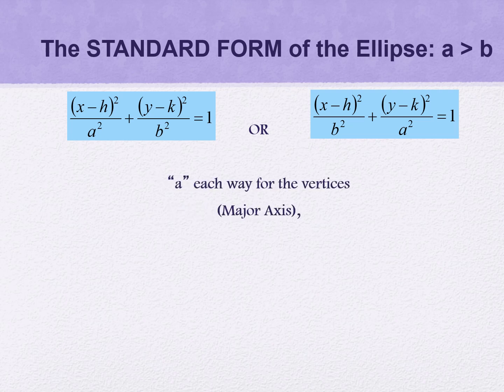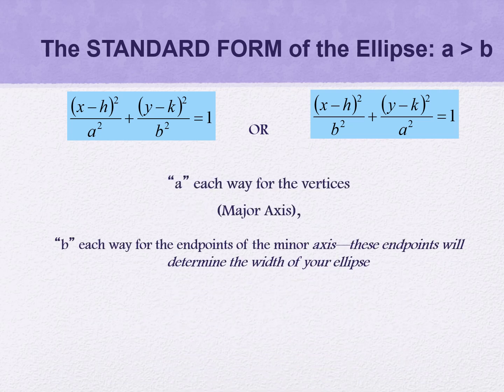All right, moving forward, A each way for vertices, B each way for the minor axis endpoints, and some might say co-vertices. They sort of determine the width of the ellipse.